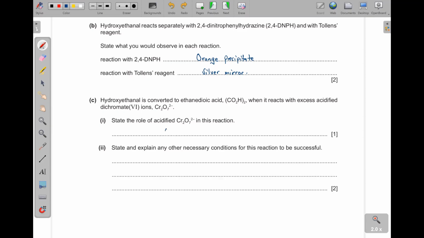So this one is an oxidizing agent. That's all I'll write: oxidizing agent. And then Roman 2, state and explain any other necessary conditions for this reaction to be successful. So we must have excess dichromate.